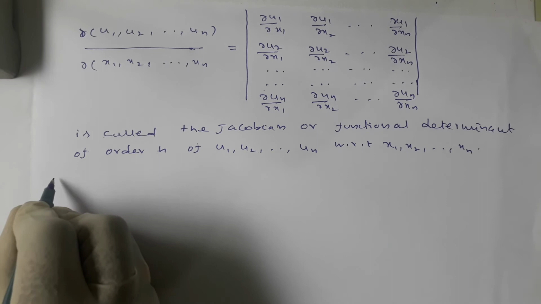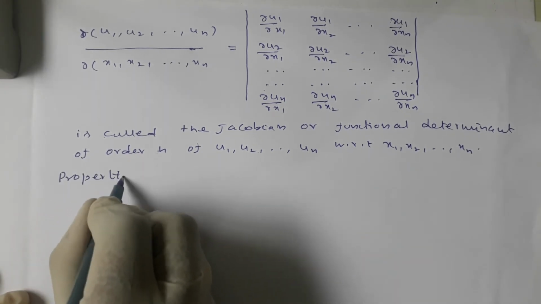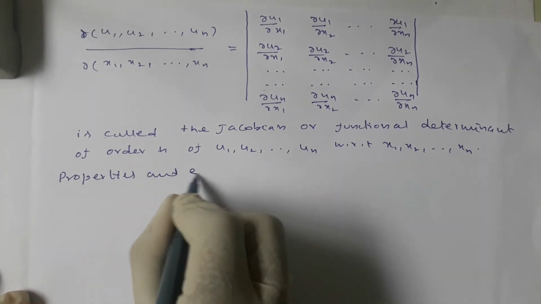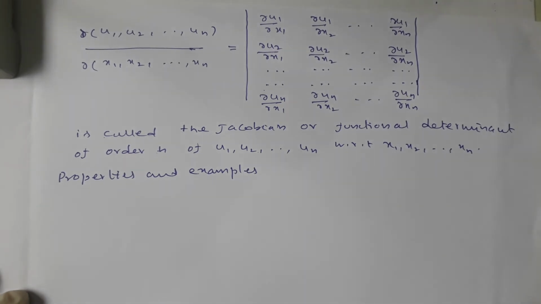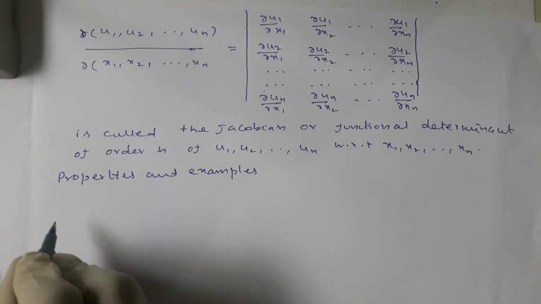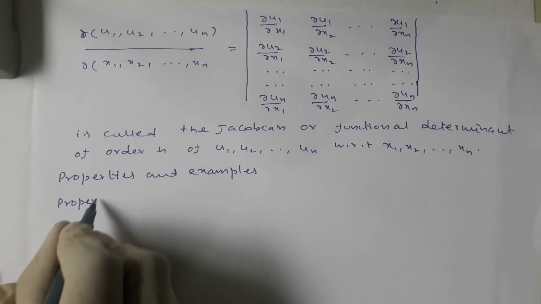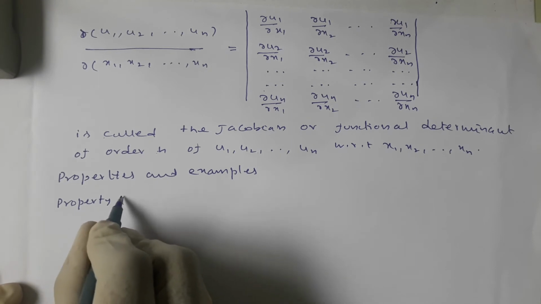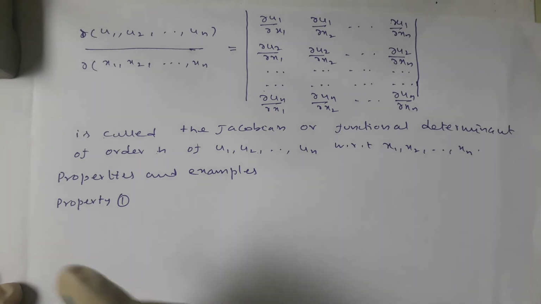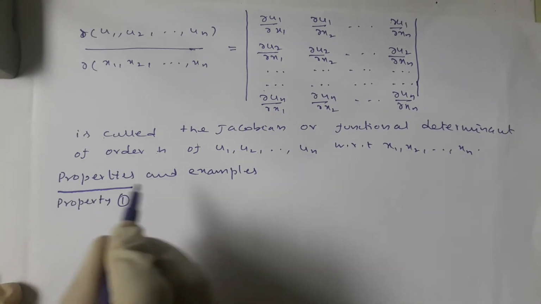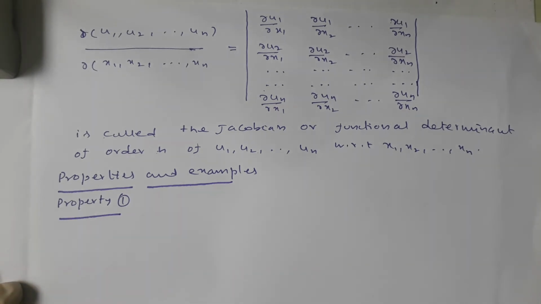Next, side heading, properties and examples. Properties and examples. So first of all, properties. Property 1. So let us see the property 1.